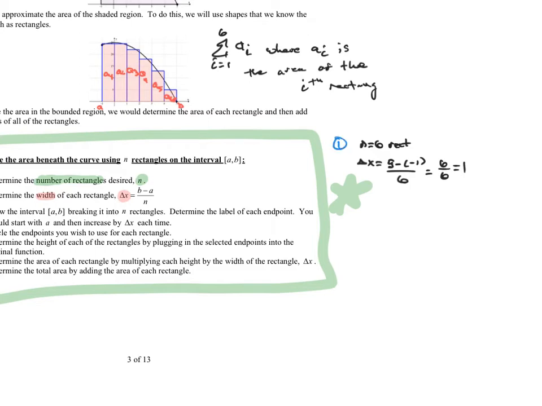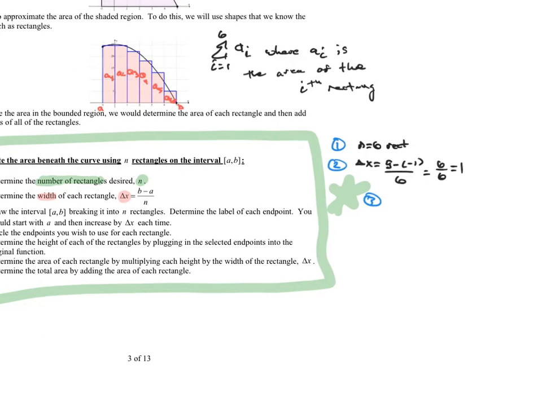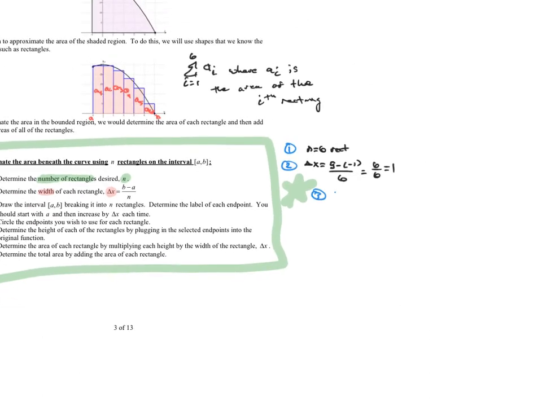So there's my first step. There's my second step. The third step says what you're going to do is draw the interval. So let's draw the interval here. Start at the left endpoint, end at the right endpoint. So that was -1 to 5. We need to break it into that number of rectangles. So 6 rectangles. So I need 5 dividers. 1, 2, 3, 4, 5. Try to make them spaced as equally as you can.